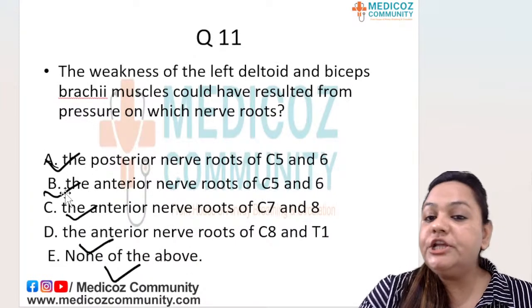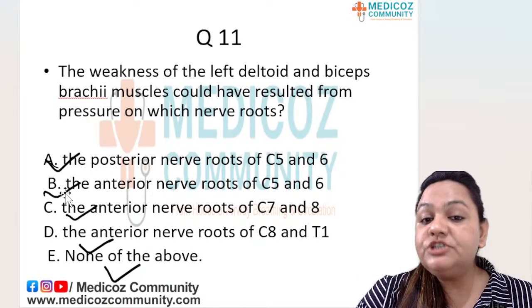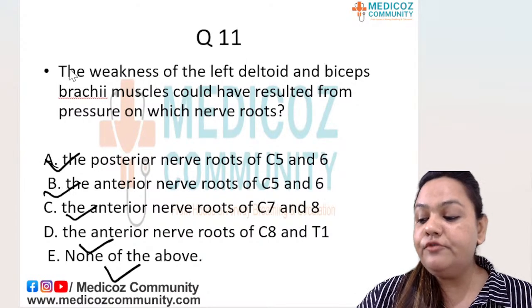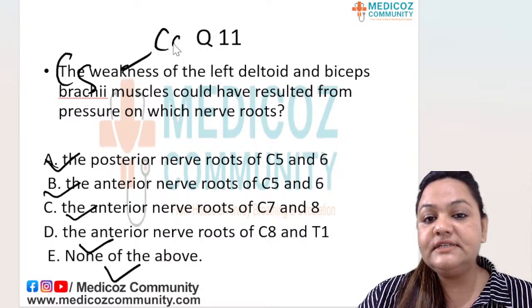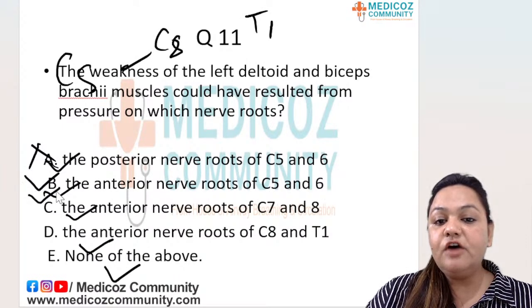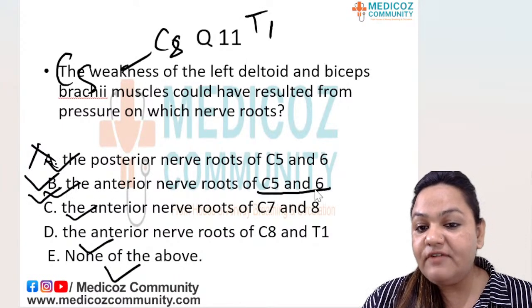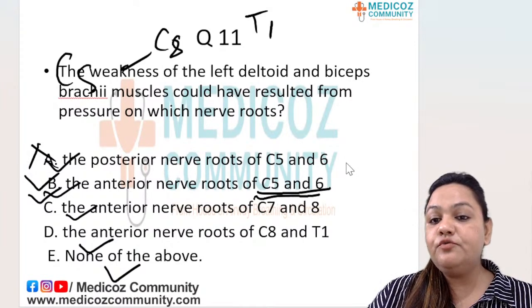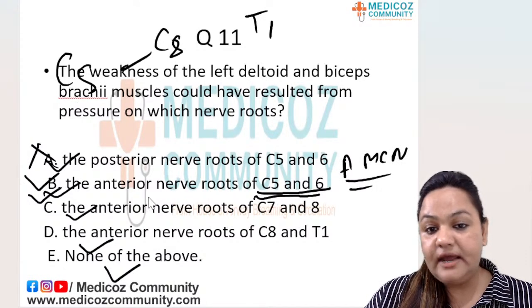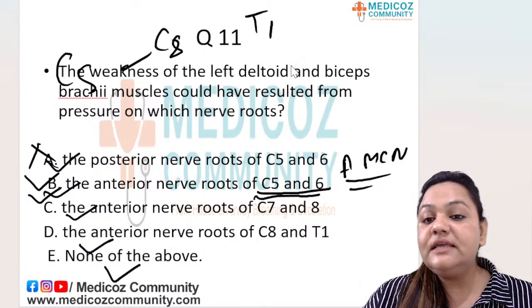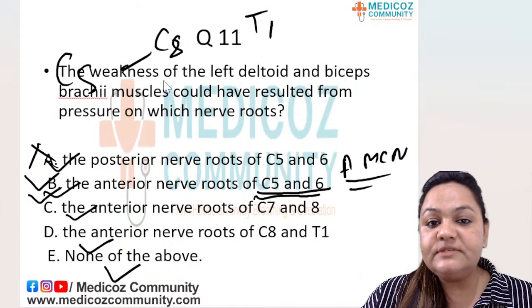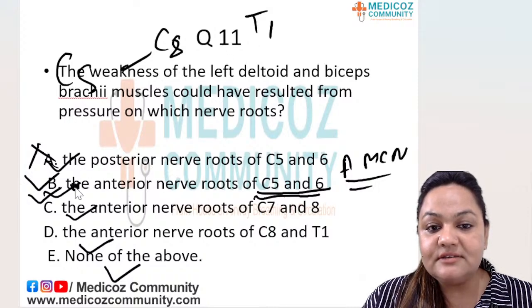Option A, the posterior nerve root of C5 and C6. We all know the brachial plexus is formed by the anterior nerve roots of C5 to C8 and T1, so this is not the answer here. The anterior nerve root of C5 and C6: we have understood that C5 and C6 is the root value for the axillary and the musculocutaneous nerve, and the anterior nerve root will be involved. Why? Because the brachial plexus is formed by the anterior roots of the spinal nerves from C5 to C8 and T1. So this is our answer here.